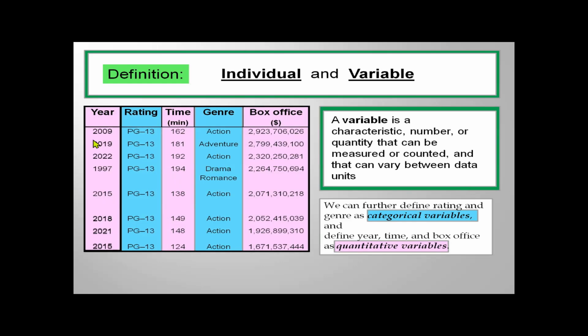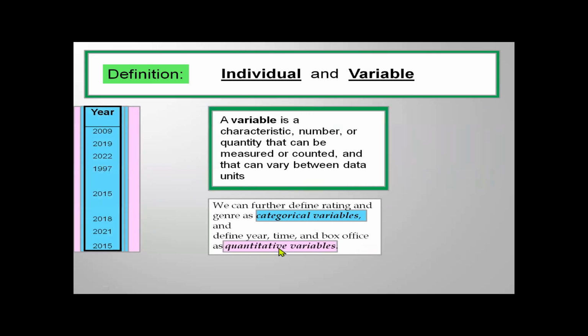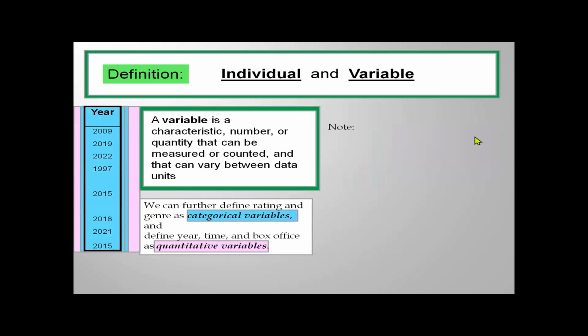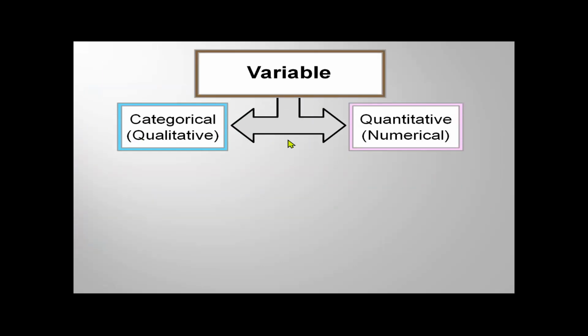Some variables, like years, can be both categorical or quantitative variables. Note, years might be considered categorical variables if we want to know how many movies were made each year rather than the average year. Variables can be broken up into two types. We have categorical variables, sometimes called qualitative, and we have quantitative variables, sometimes called numerical.